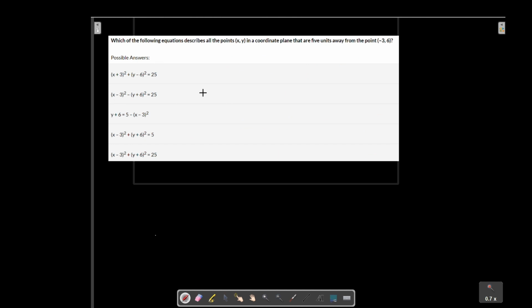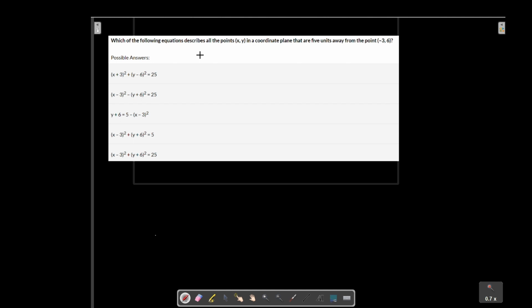Let's see the next question. Which of the following equations describes all the points x comma y in a coordinate plane that are 5 units away from the point negative 3 comma 6? In which equation are all the points in a coordinate plane equidistant from one point? That is nothing but the circle equation. In the circle equation, from the center, all the other points on that circle are radius units away from that center.